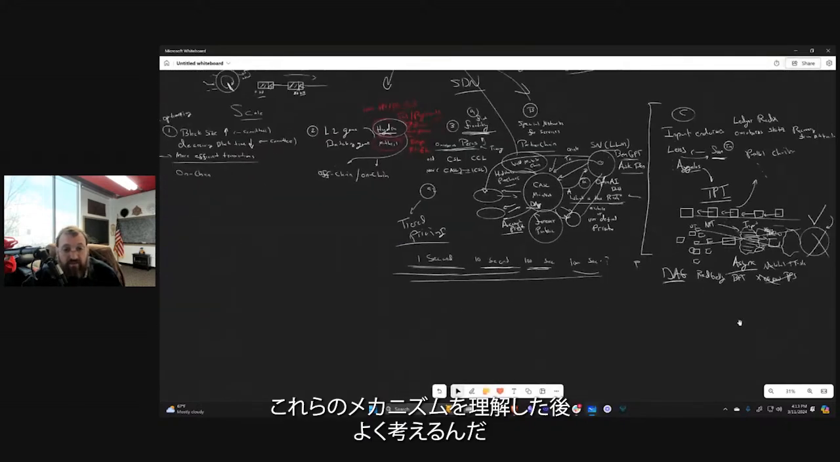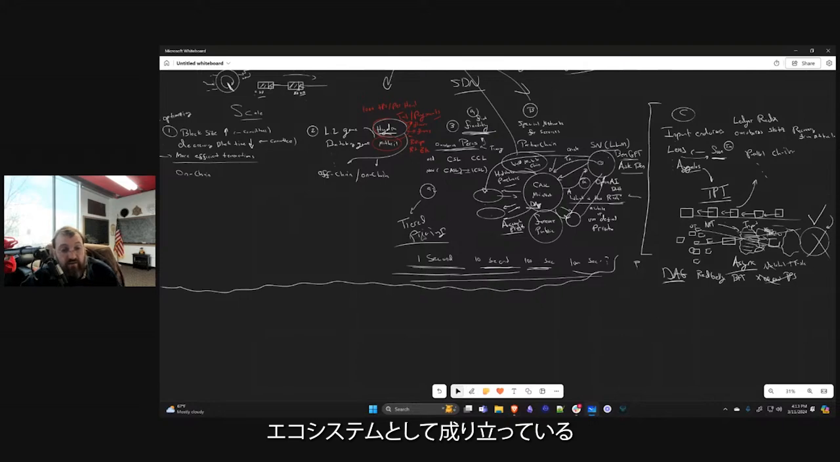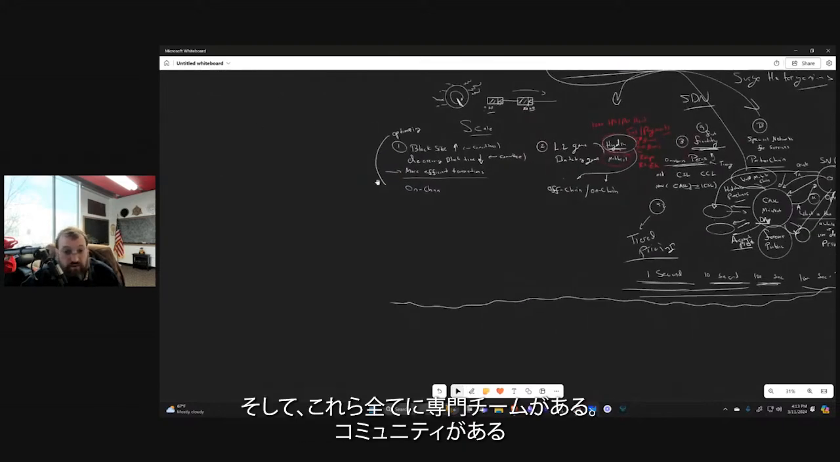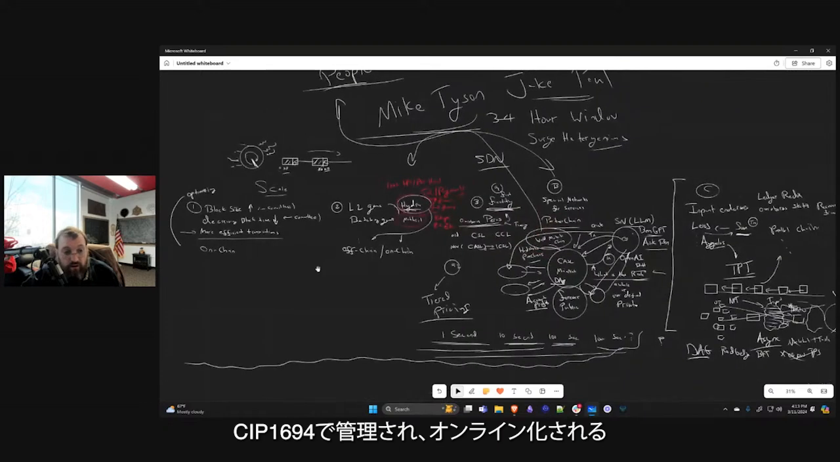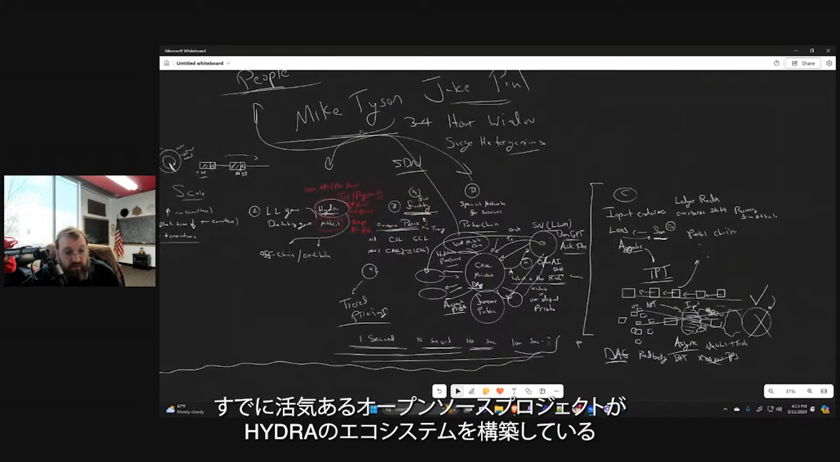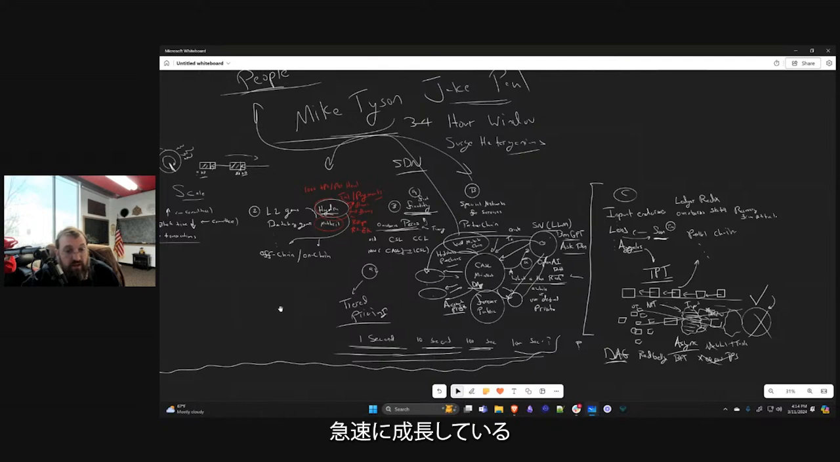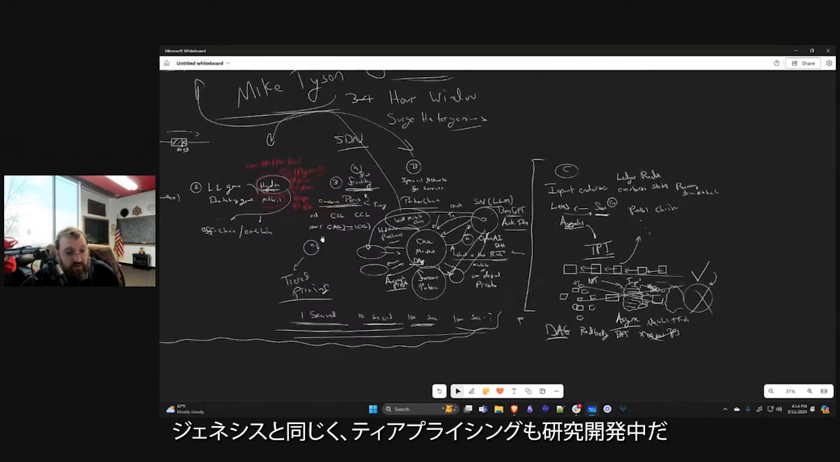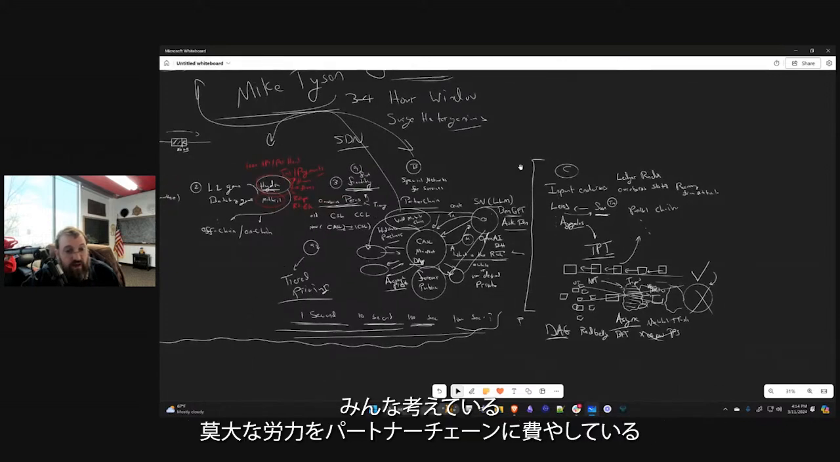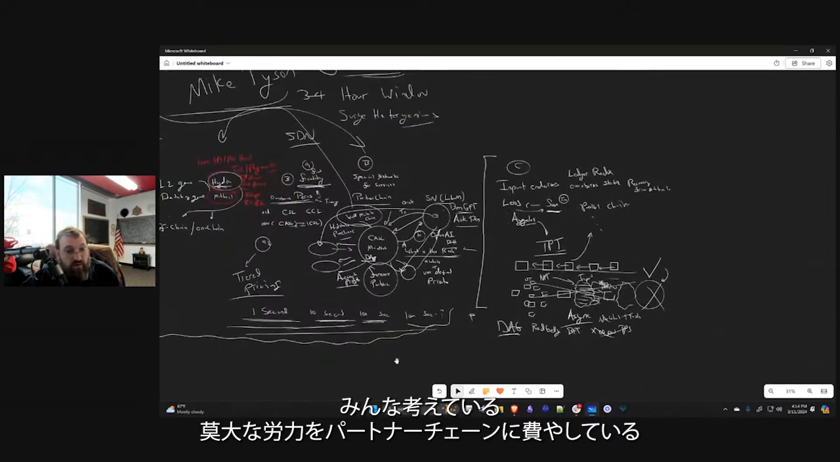Now, after you have all these mechanisms, you've really thought about it, which we have as an ecosystem, and there's dedicated teams on all of these things, community controlled and coming online with SIP 1694 and also institutional stuff. There's already a vibrant open source project building out the Hydra ecosystem, and it's growing quickly. Paris is in deep R&D, and it's getting into the pipeline for it to be implemented like Genesis. Tiered pricing is in R&D. People are thinking about it, and obviously huge effort going into partner chains.